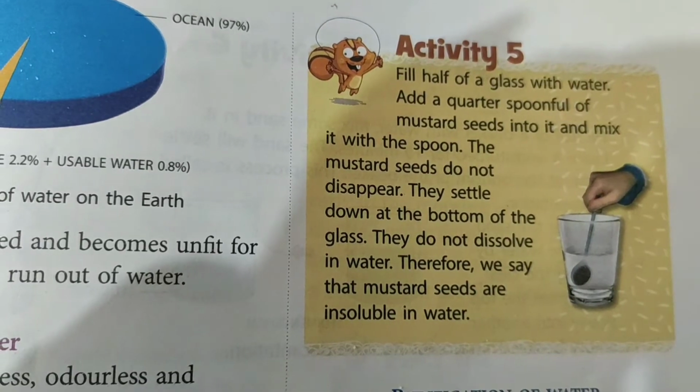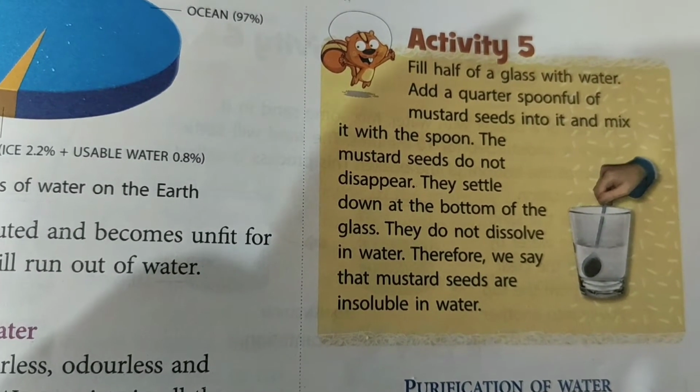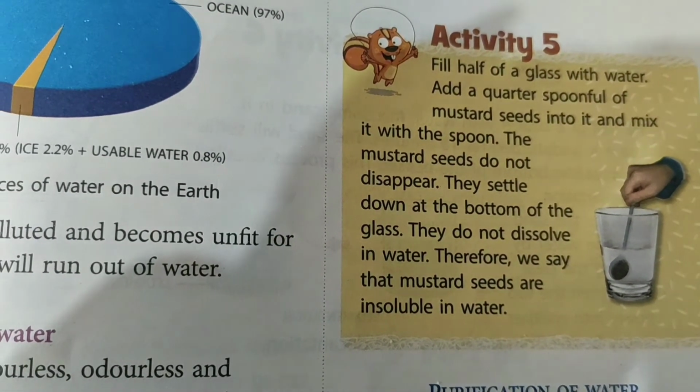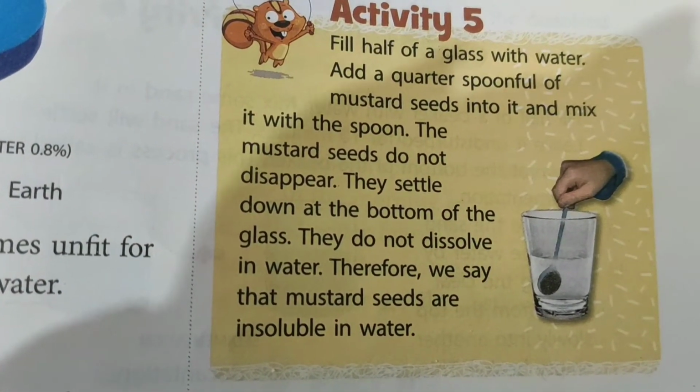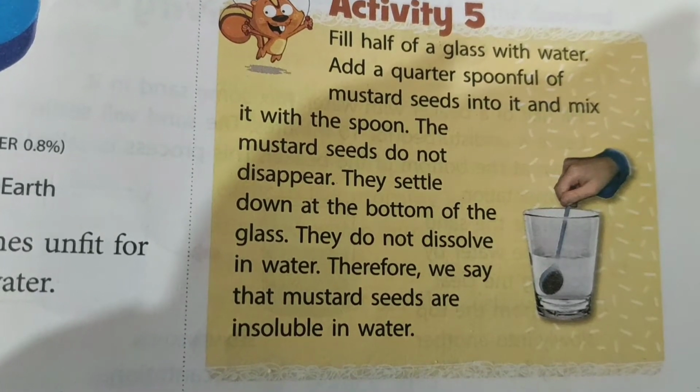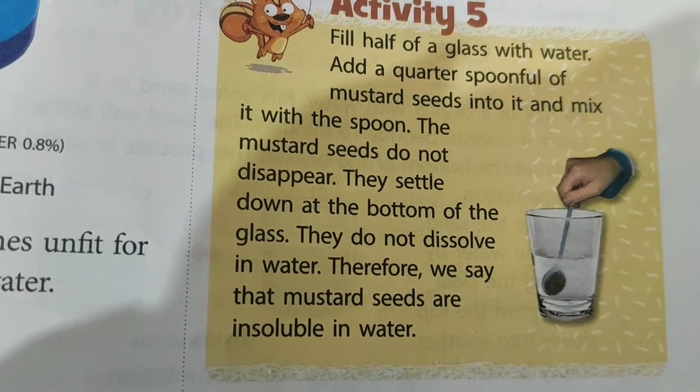Now we have activity 5, in which a half glass is filled with water. A quarter spoonful of mustard seeds are added into it and mixed well with spoon. The mustard seeds do not disappear. They settle down at the bottom of glass. They do not dissolve in water.